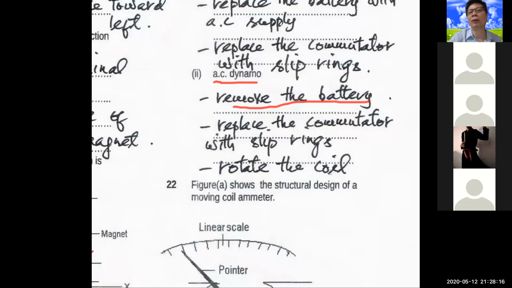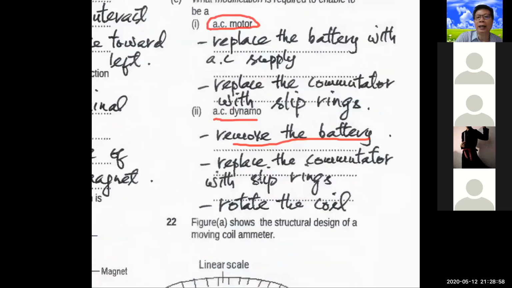And last is, you must rotate the coil. Use your hand to rotate the coil, or use wind power. Use wind power to rotate the coil. Or in most cases, they use water from the waterfall, from the dam. When the water flows down, very powerful, right? Use the water to rotate the coil, rotate the turbine. When this thing is rotating already, it will generate electricity, so it becomes a generator or a dynamo. Understand? Yeah. Okay, copy the answer.